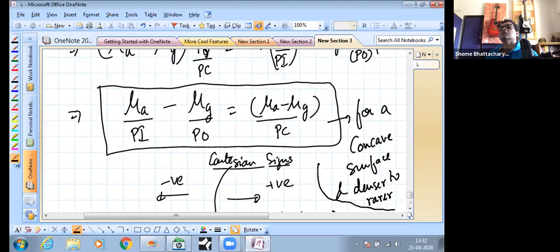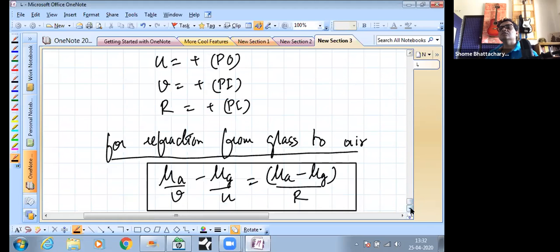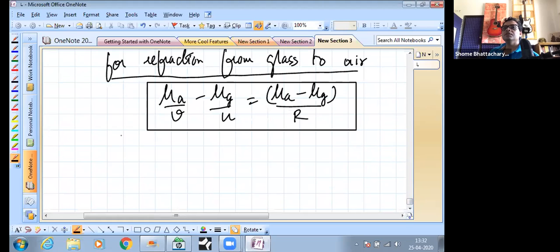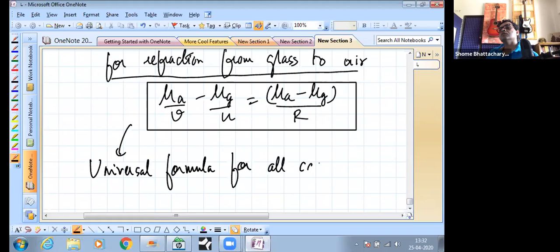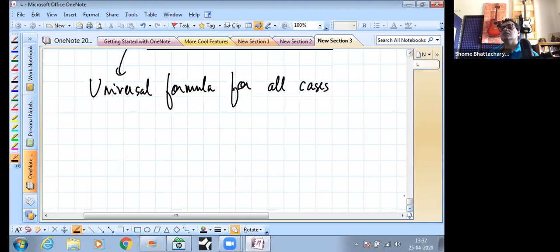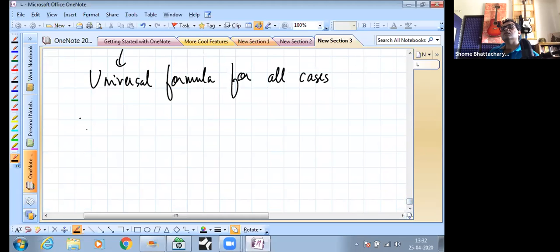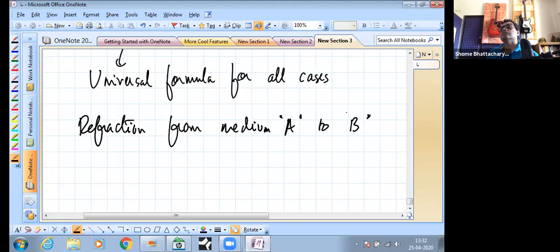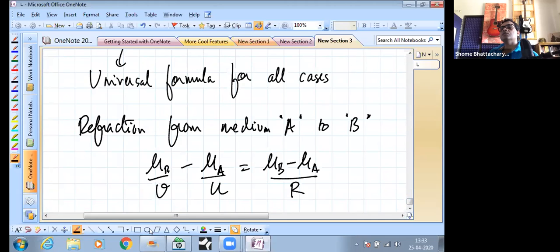That is the case. Now you'll see that for each of the 4 cases, your distance formula will be different. PO, PI, that formula will be different, but this will be same. So this is a universal formula for all cases. Actually, not exactly this. You can say that if you can convert the universal formula like this, that refraction from medium A to medium B, this case, so mu B upon V minus mu A upon U is equal to mu B minus mu A upon R. This is, you can say, the general formula which will be applicable in all cases.